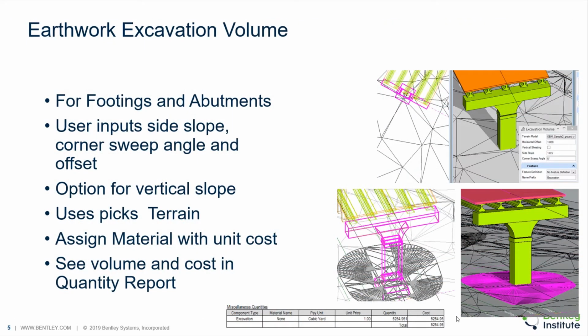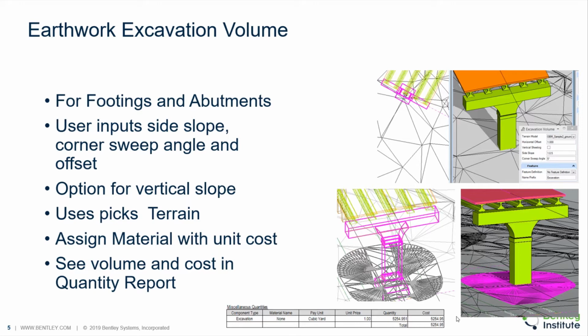So what we have is now the ability to calculate excavation volumes for footings and abutments. The only thing that the user needs to input is the side slope, how you're going to go, how deep you want to go, right? Or maybe you want to do a vertical cut, right? So that's the manual input that you need, because the software will pick up the terrain, the ground information, and just compute, basically create the hole where your footing will be located, right?